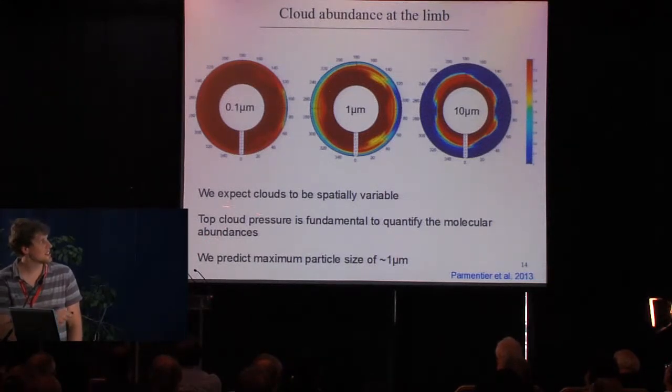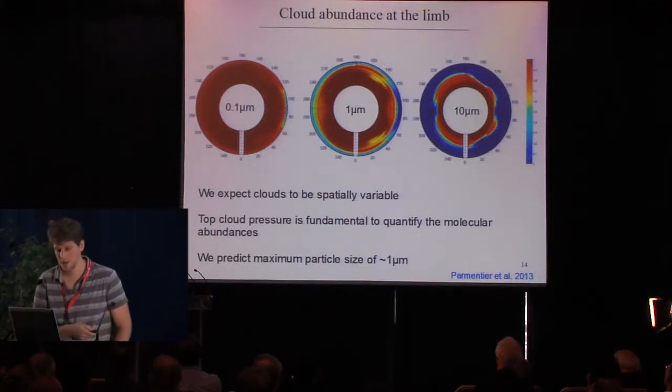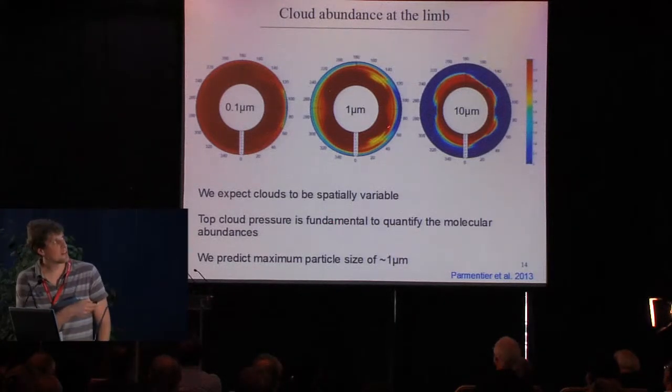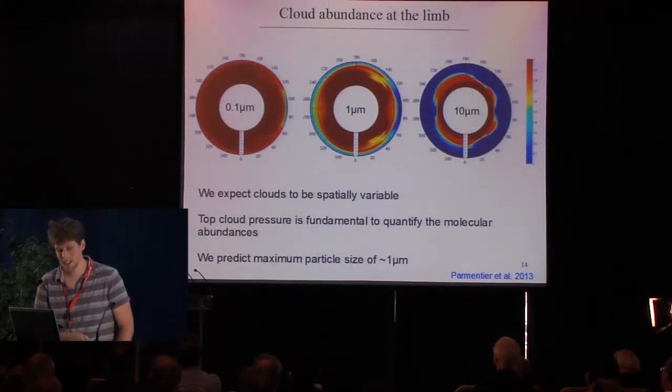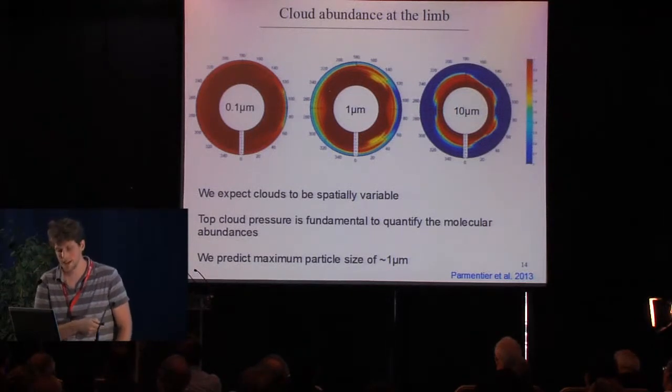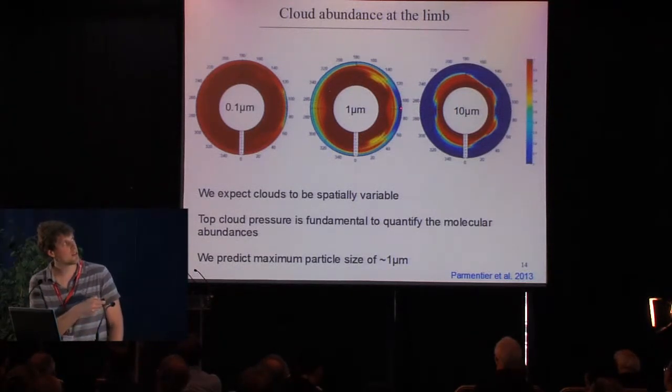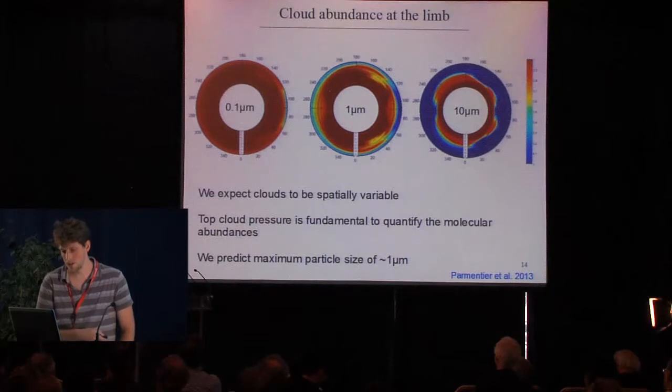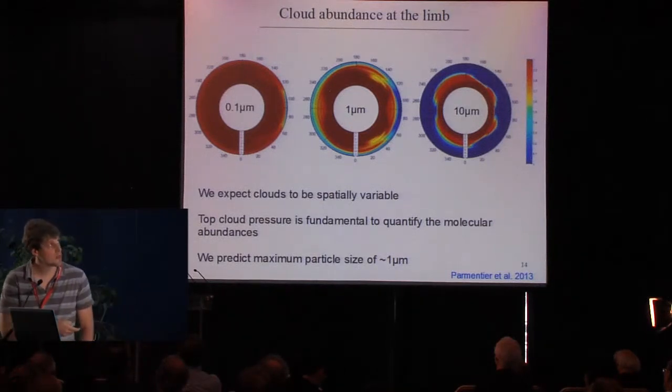Why is that important? Because the top cloud pressure is fundamental to quantify the molecular abundances. Basically, if you're looking for water in an exoplanet, and you have this planet with those clouds, you're actually only probing by transit spectrophotometry this small clear sky, the part of the planet that is completely clear. And if you assume that the water you see there is dispatched everywhere in the planet, you completely change your estimation of the bulk abundance of the water in this planet.